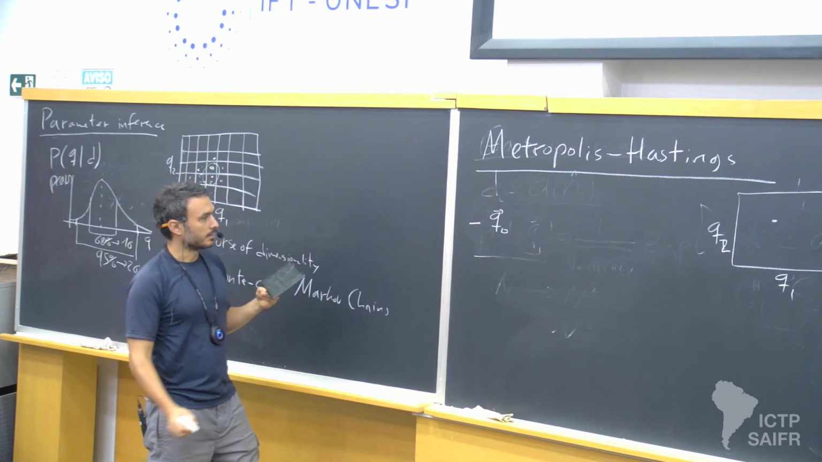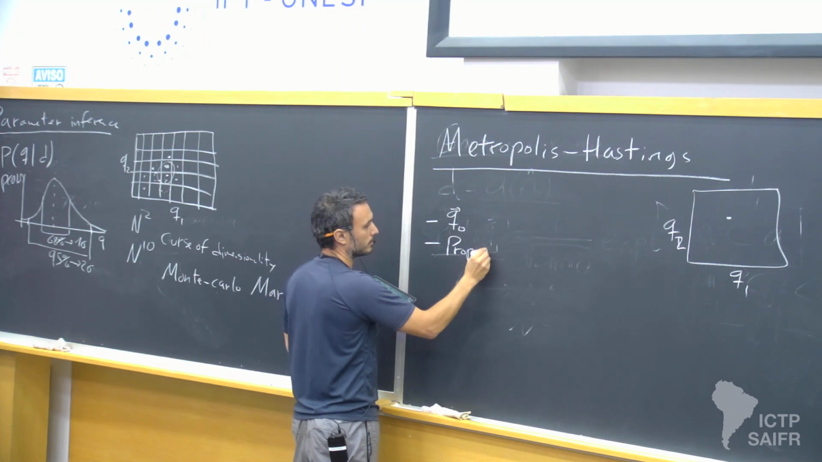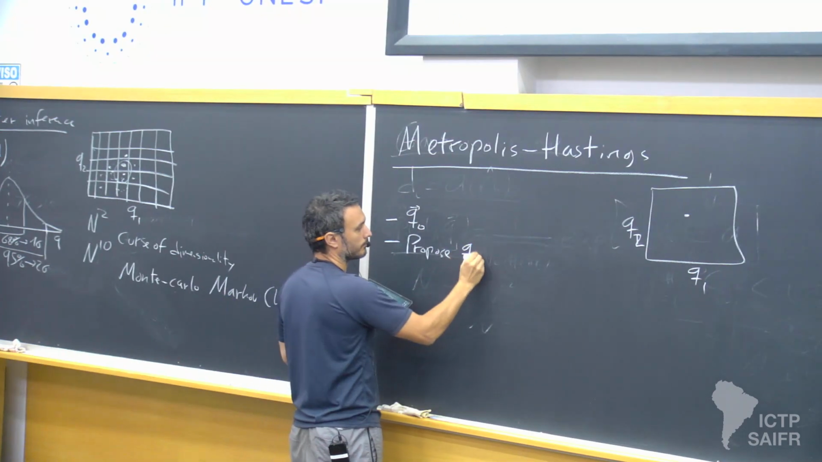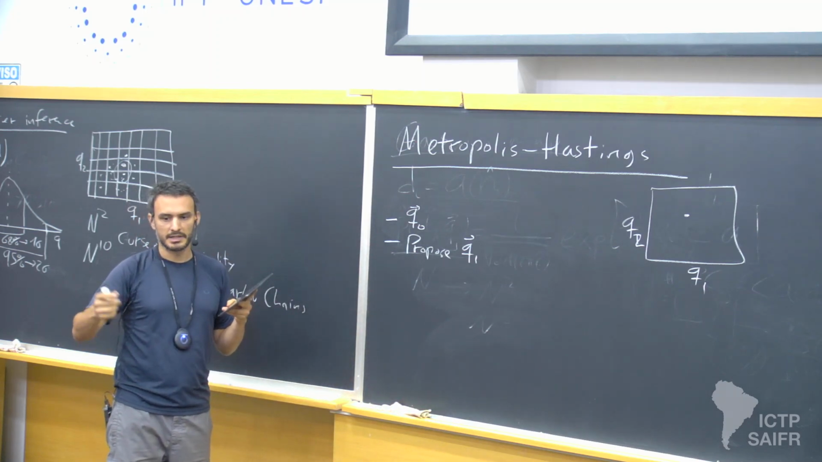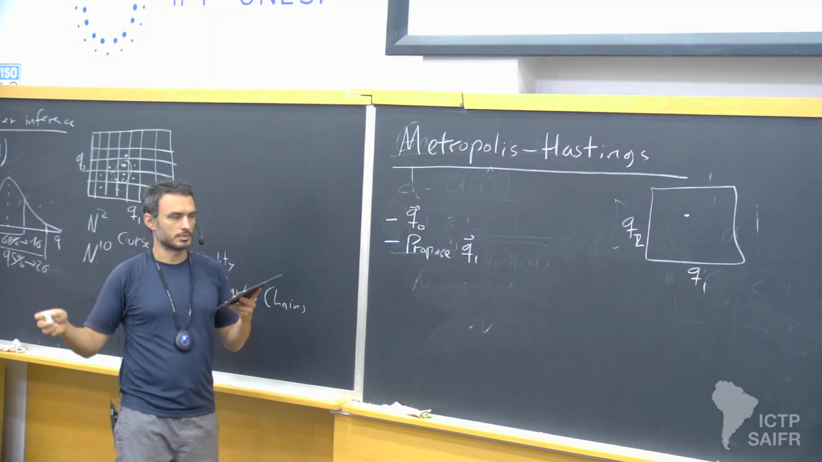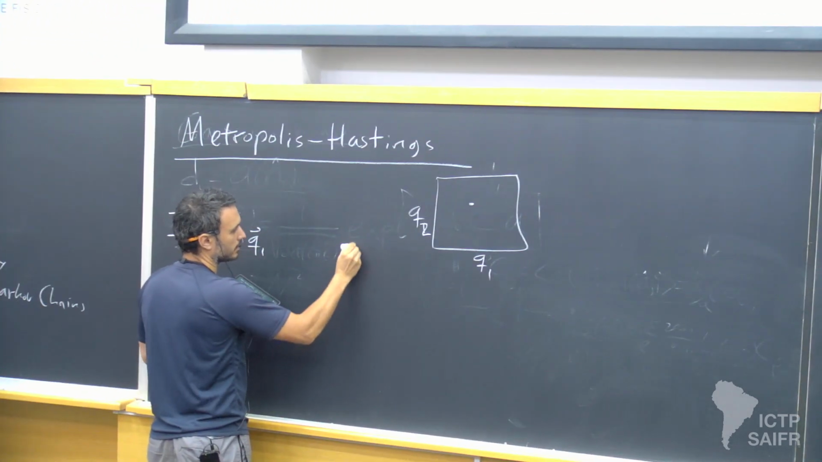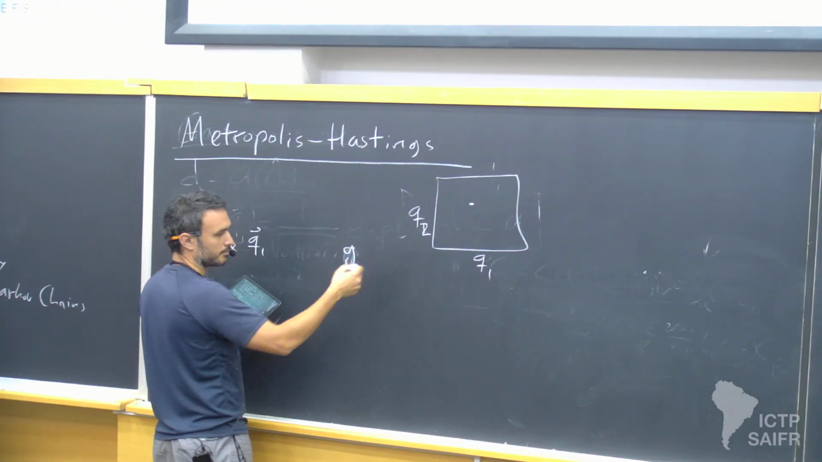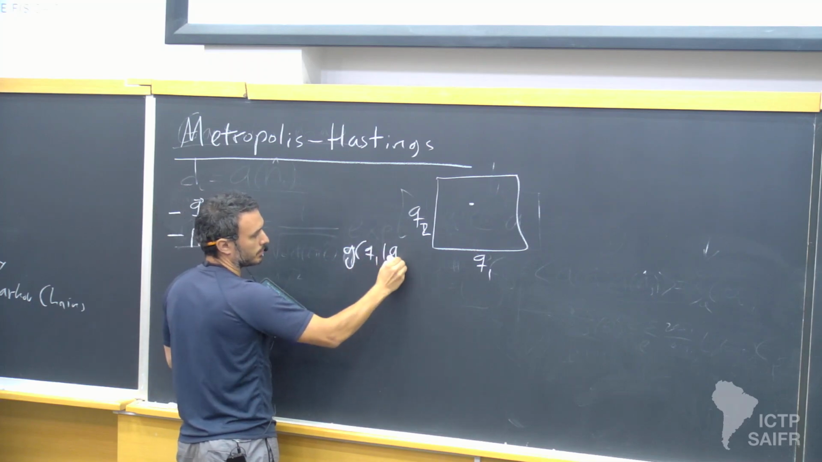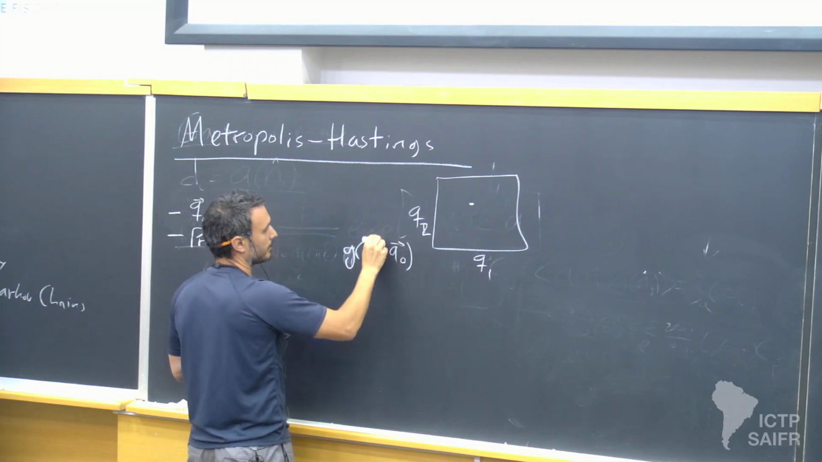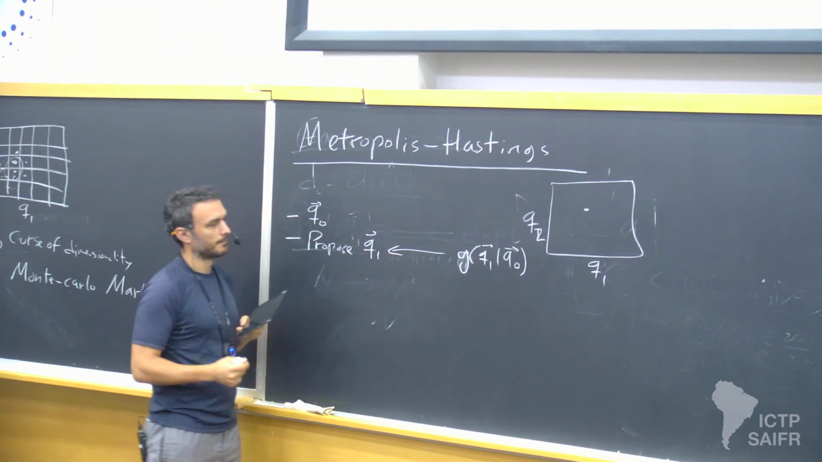All right, then you propose a new value. And you do this by sampling from a different distribution that we call the proposal distribution. So I'm going to call that G. And G is going to be a probability distribution for Q1 given Q0. So we're going to draw from this distribution.